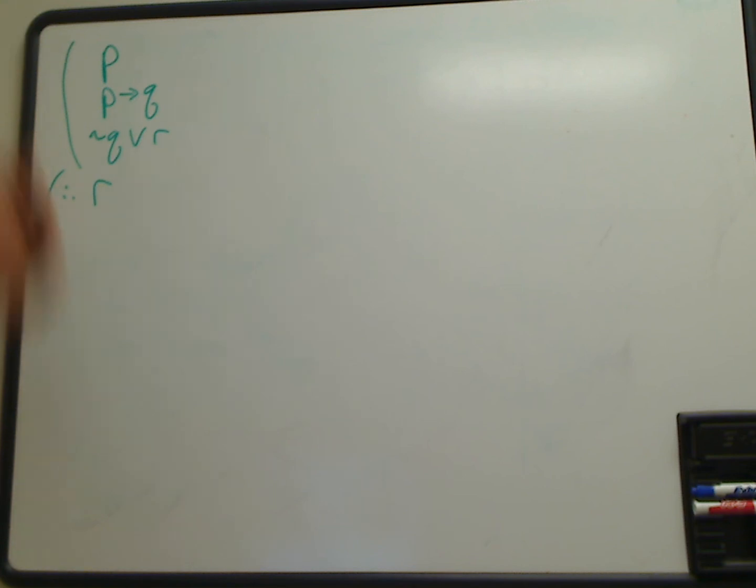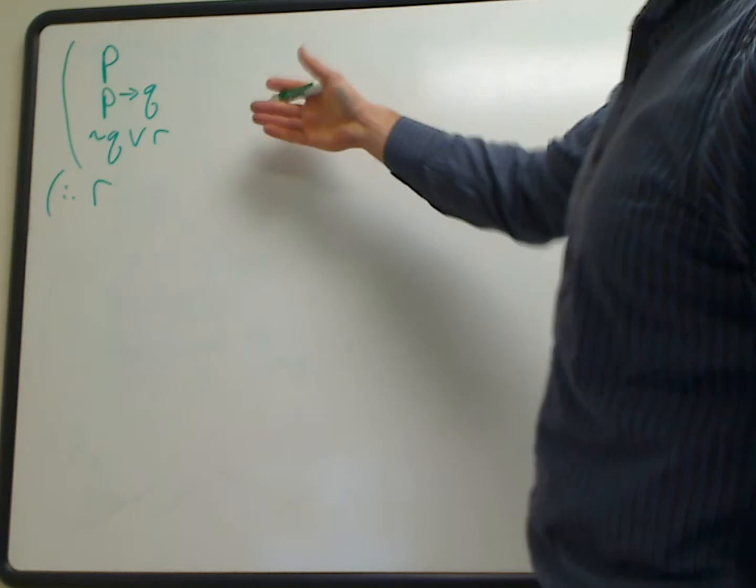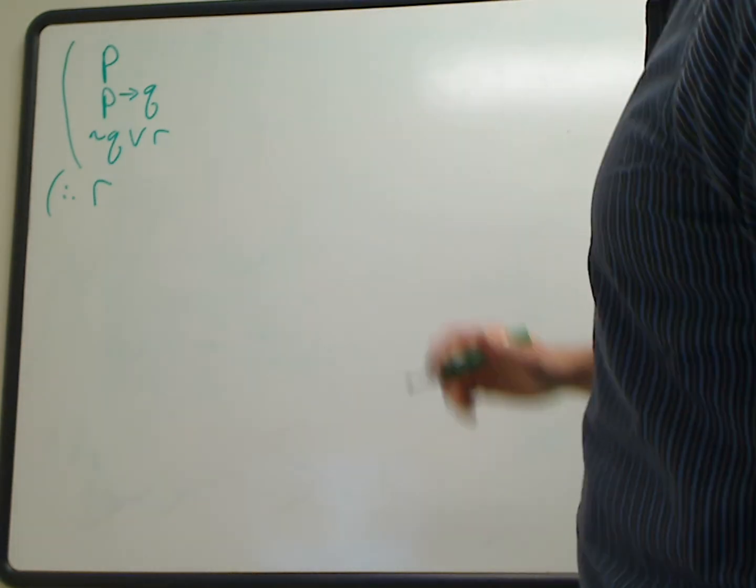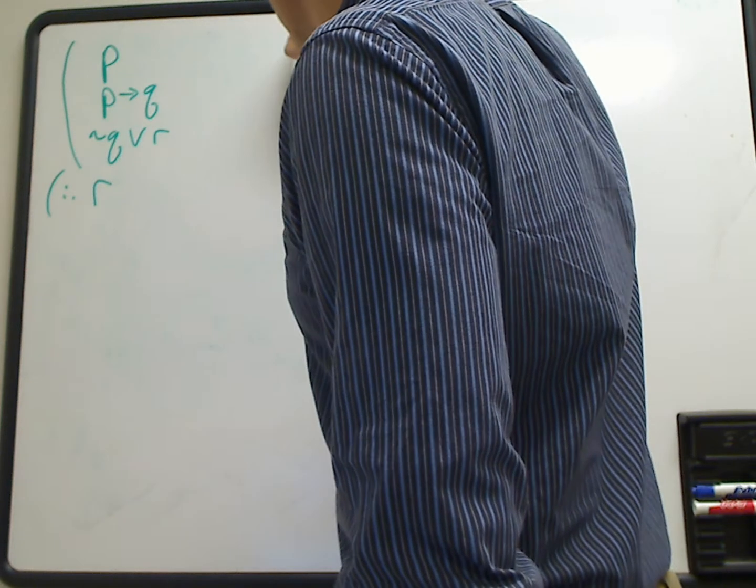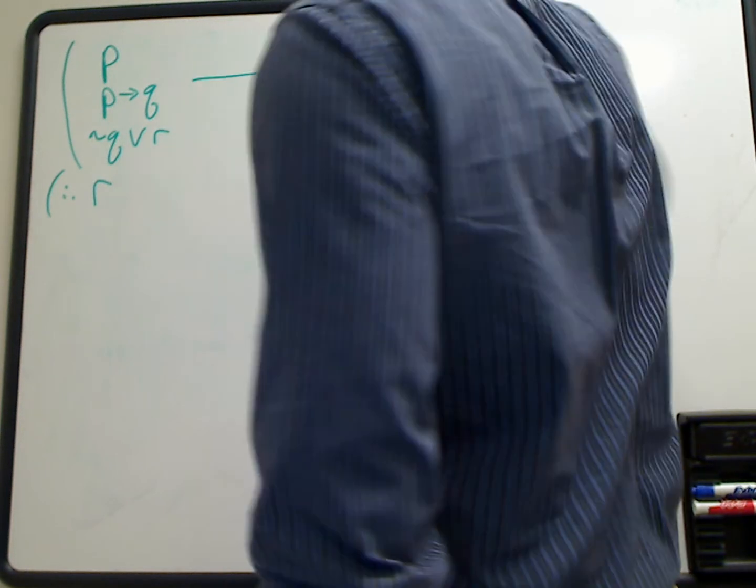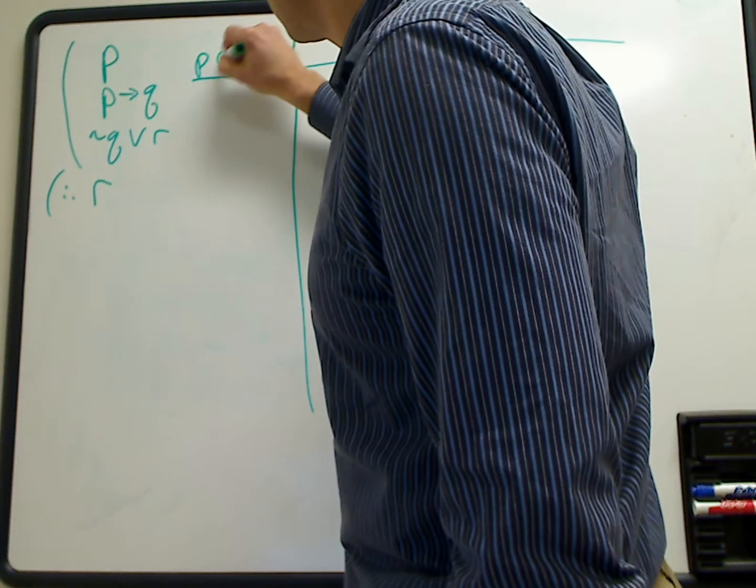So the way to determine whether or not this is a sound argument is to build a truth table, to find the critical rows of the truth table, and to show that when all the premises are true, then all of your conclusions are true as well. So let me just show you how that works. So we need to build a truth table for our argument here. So we have 1, 2, 3 variables. We have P, Q, and R.